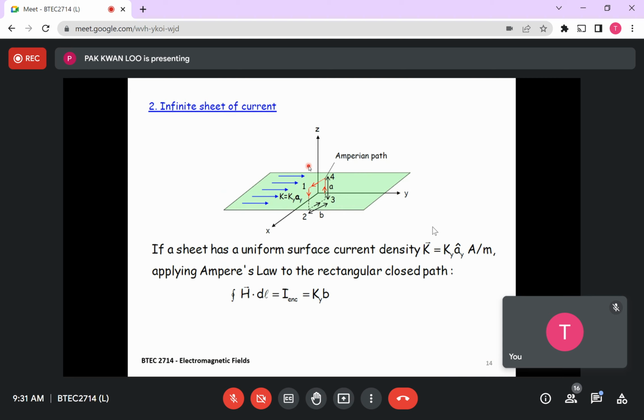So applying Ampere's law, let's say I will draw this. Imagine now you are looking towards this direction. I will redraw this.